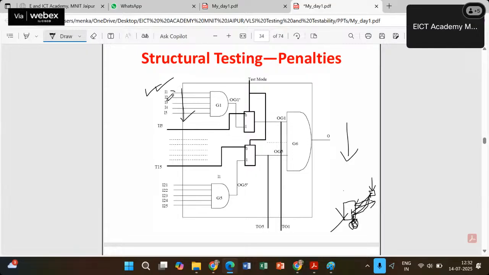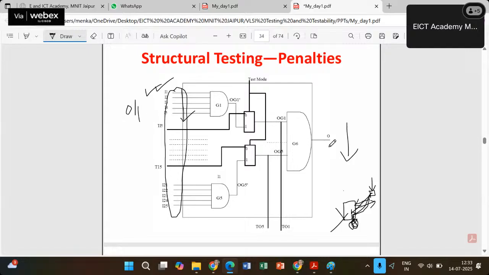Now, in this, these were the inputs, 25 inputs. So we can control these. I want to put 0 or I want to put 1. It is in my hand. I can make the switch on or make the switch off. So 0 or 1 I can apply over here.